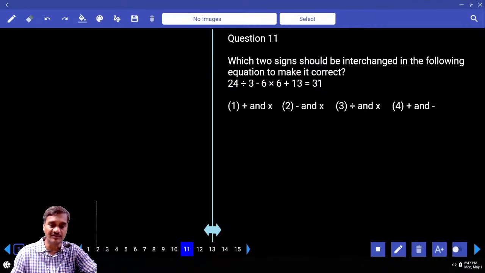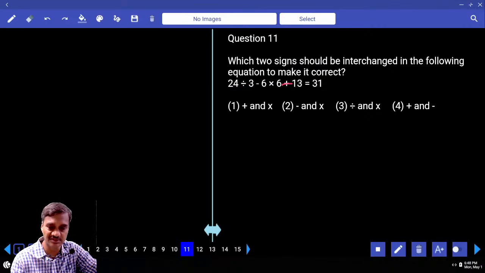Choice 3, division and into. Now this is into and division. 6 divided by 6 is 1. 24 into 3 is 72, minus 1 is 71, plus 13 is 84. That is again ruled out.